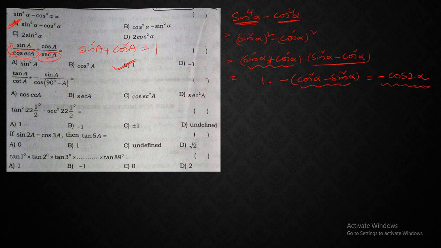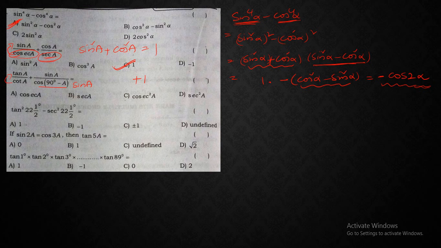So sin square A plus cos square A is 1. Next, tan A by cot A plus sin A by cos of 90 minus A. Cos of 90 minus A is sin A. So sin A by sin A is 1 plus.